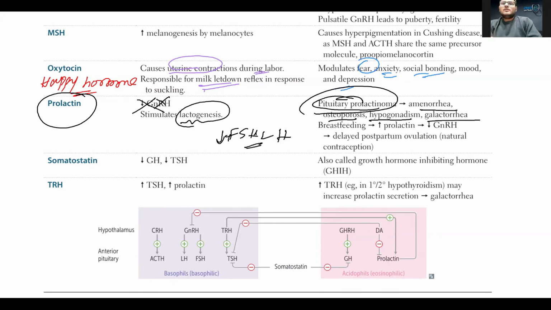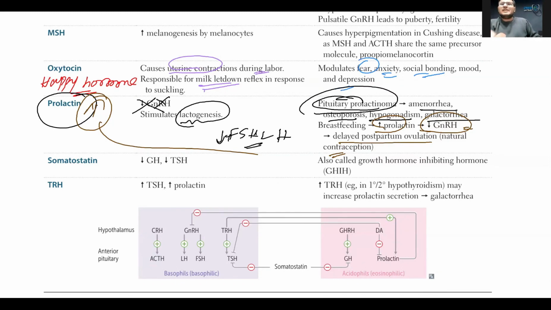Breastfeeding causes what? Delayed postpartum ovulation. Remember, start from breastfeeding. When there is breastfeeding, there is increased prolactin. Increased prolactin in breastfeeding causes decreased gonadotropin. Decreased gonadotropin causes delayed postpartum ovulation. Natural contraception. That is also a very important question. Which is natural contraception? Breastfeeding. So breastfeeding is natural contraception.